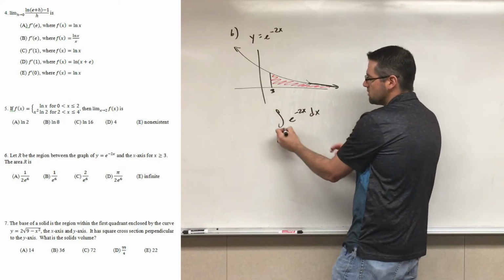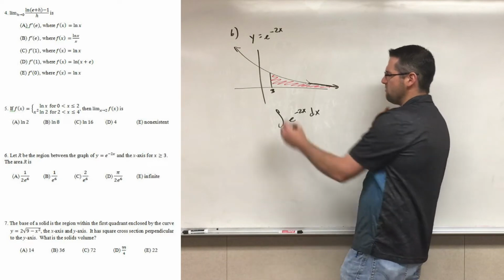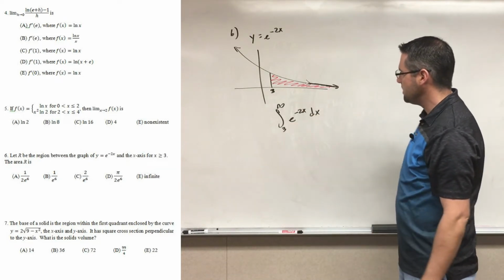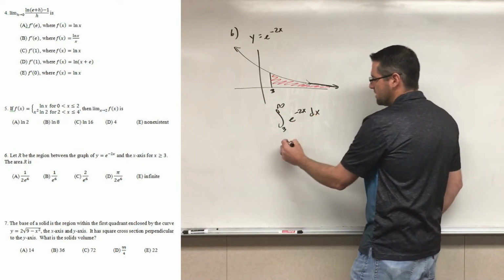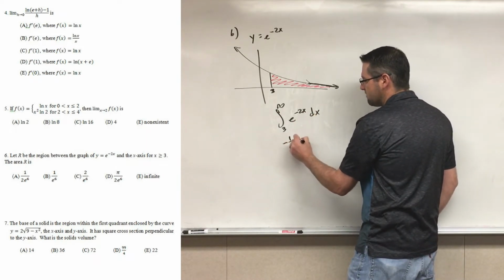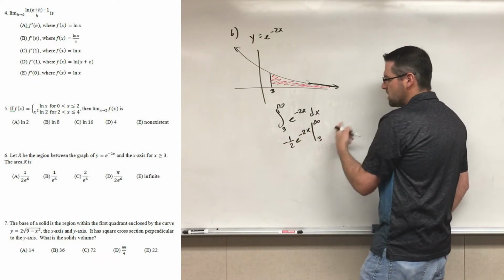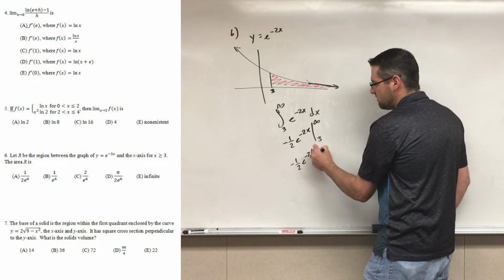Well, our lower bound is 3. Our upper bound goes on forever, so our upper bound is actually infinity. And so then we can evaluate this integral analytically here. We take the antiderivative. The antiderivative of this is negative 1/2 e to the negative 2x, and then we evaluate from 3 to infinity.